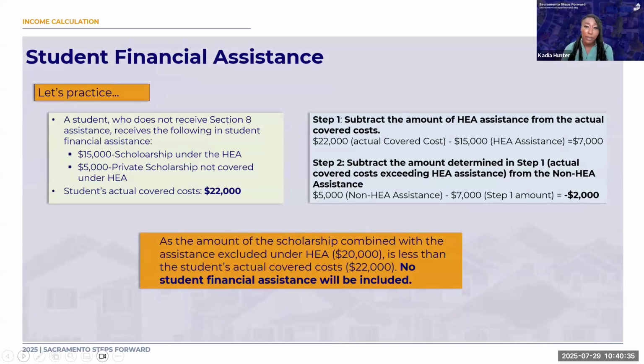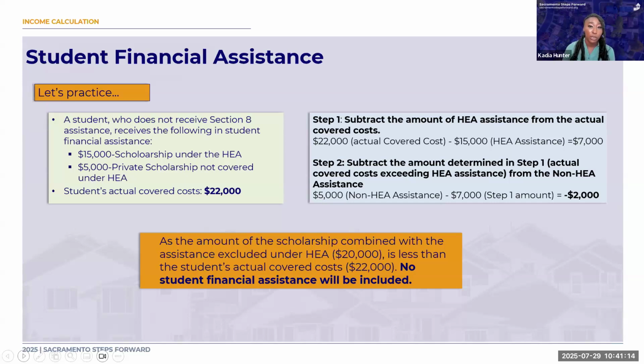Okay, so now we're going to put everything that we learned about student aid into practice with this example. It's a great way to see how HOTMA rules play out in real scenarios. Here's the setup. A student not on Section 8 gets $15,000 from a scholarship under the Higher Education Act, HEA, and $5,000 from a private scholarship not covered by HEA. Their actual covered school costs, like tuition, books, and fees, total $22,000. Now we're going to follow these steps to figure out what counts as income.